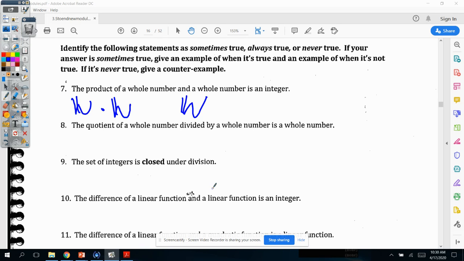I did it right. It is an integer. A whole number and a whole number, when you multiply them together, you actually get a whole number. But all whole numbers are integers, so that is actually always true. You don't have to explain the always, it says.